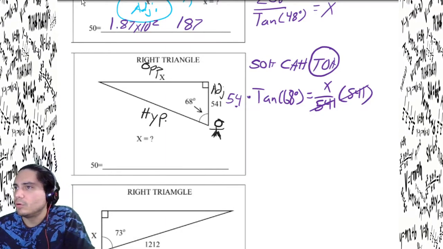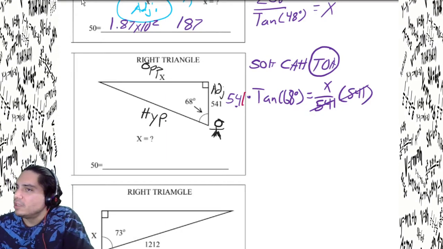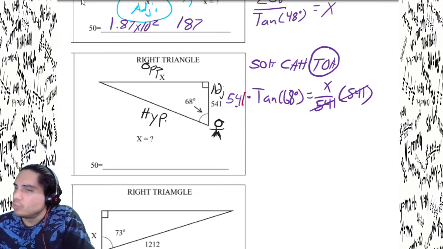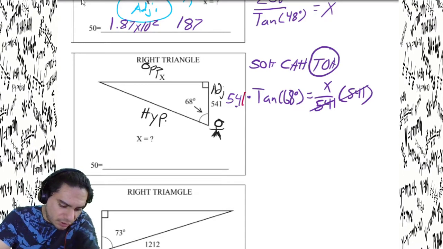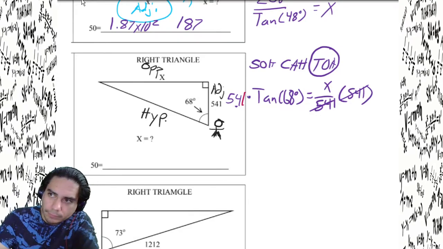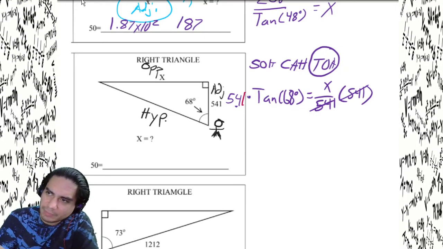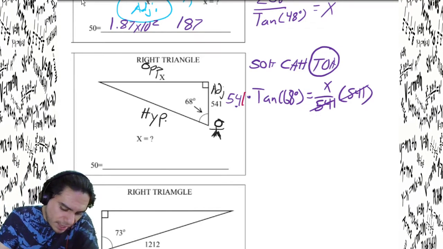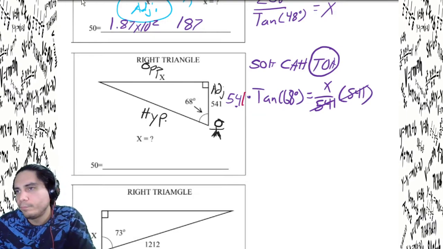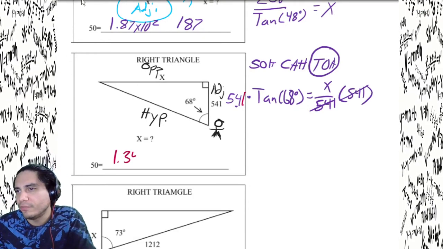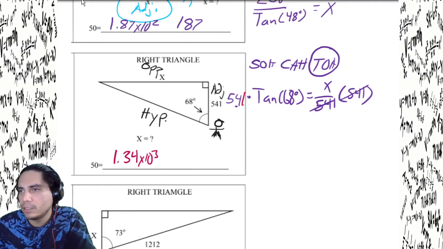Okay, so in this problem we got going on here, we're going to go ahead and set this up. We got ourselves 68, enter, tangent, right? You don't have to hit enter. I hit enter, but it doesn't matter. Boom. 1.34 times 10 to the third.